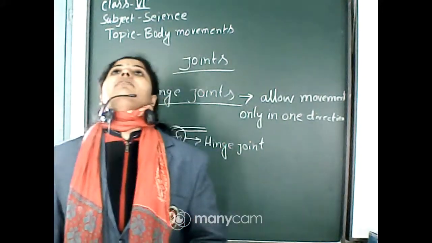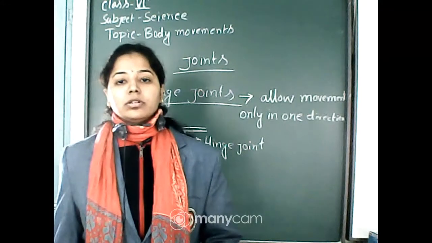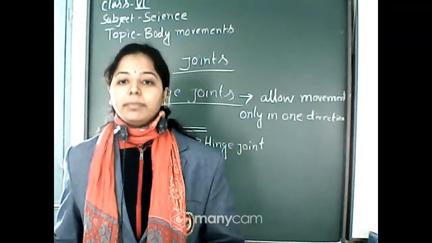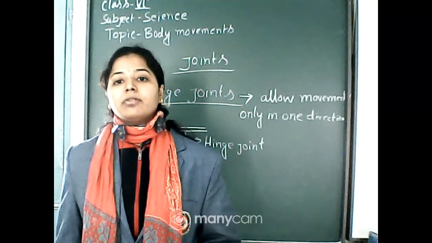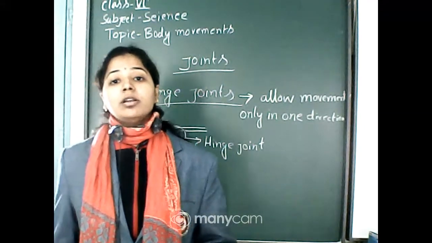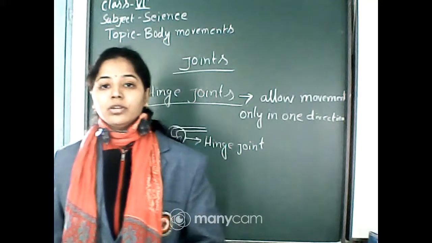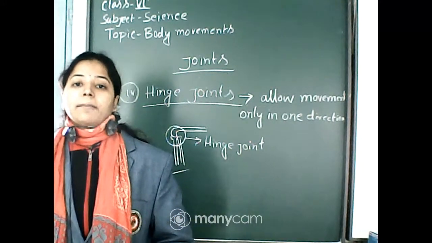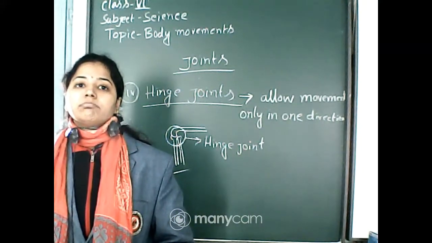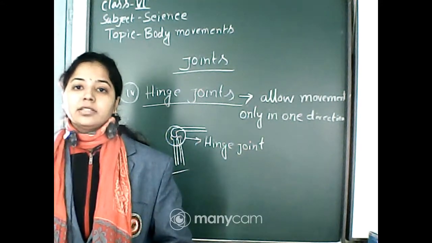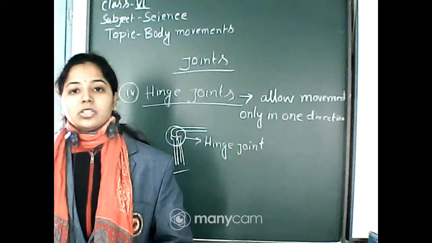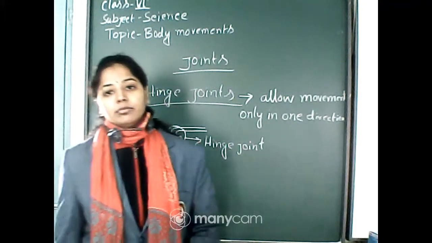The joints of the backbone are also gliding joints. We can bend our backbone up to a limit, as our backbone is made of 33 small bones called vertebrae, and we can bend it only up to a limit. Such a movement is called a gliding movement. Understood?